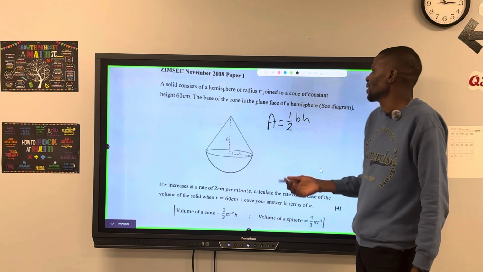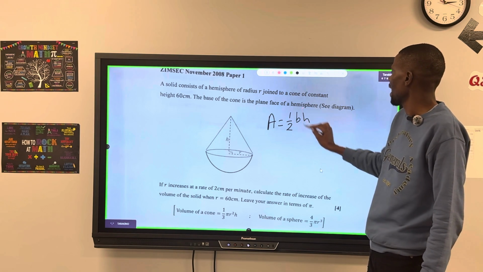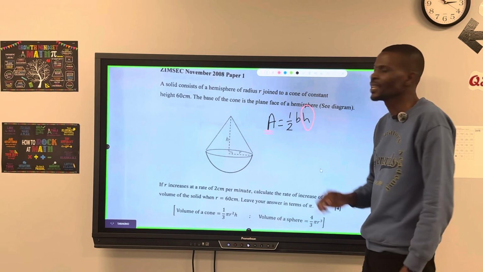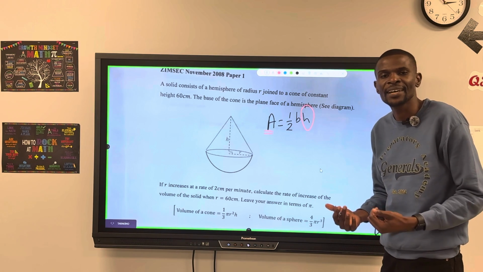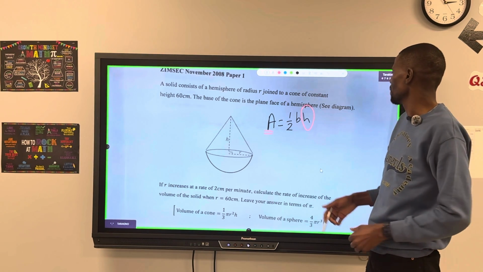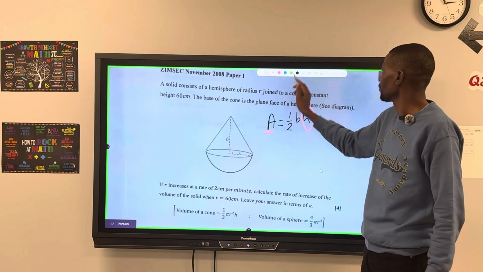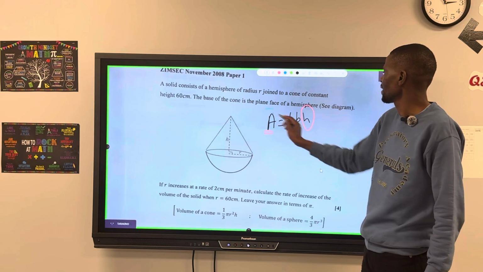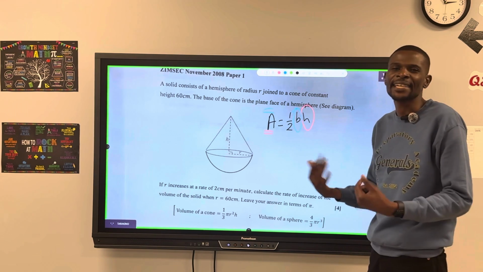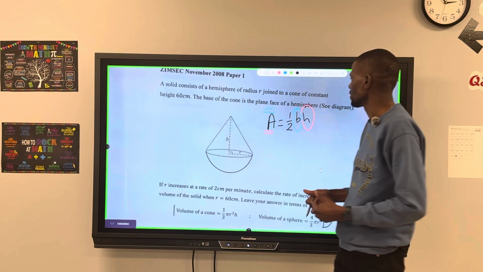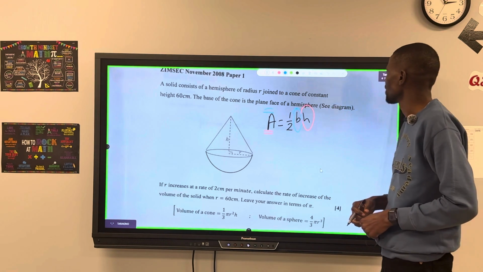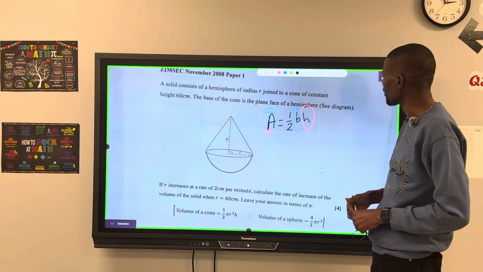So we want to see, if we increase the height, what is going to happen to the area? Or when we are talking about area and the base, that's all about the rates of change.